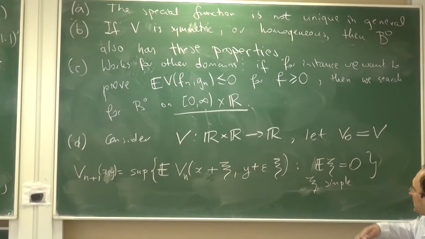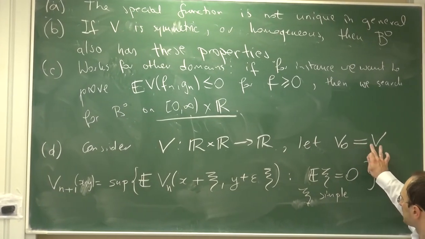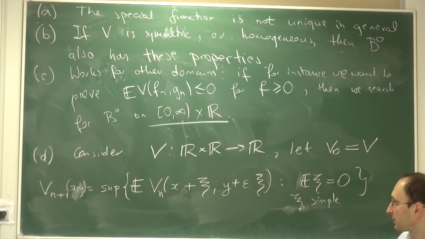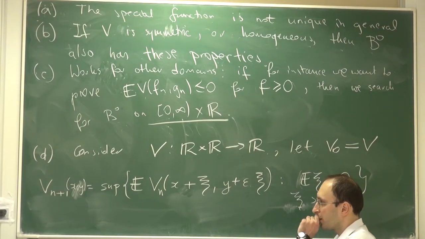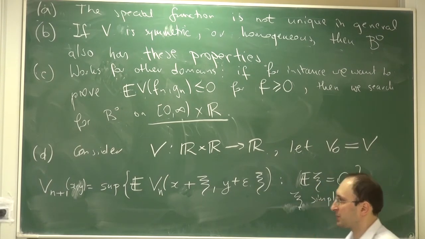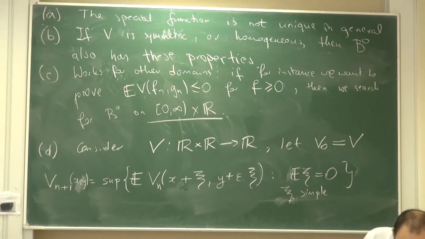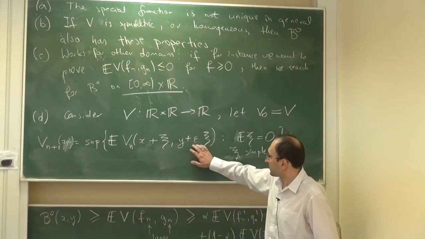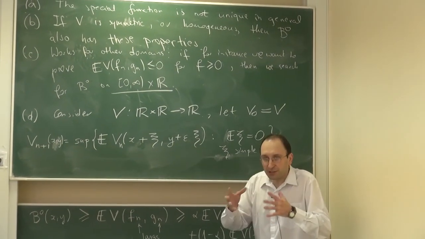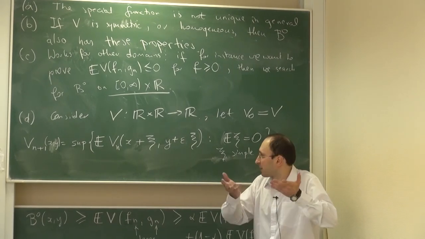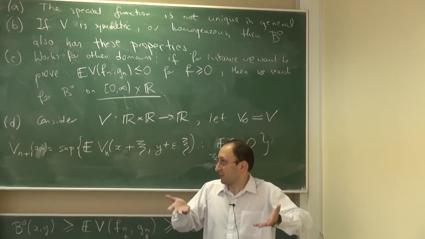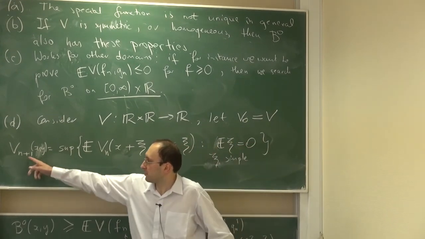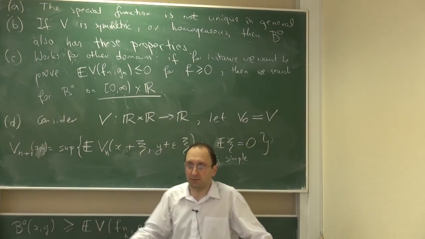All right, so again, we take this function v, and we associate this sequence of functions. You see that this is a very explicit form. If you have vn, it's not difficult, in some occasions at least, to derive the right formula for this vn plus 1.